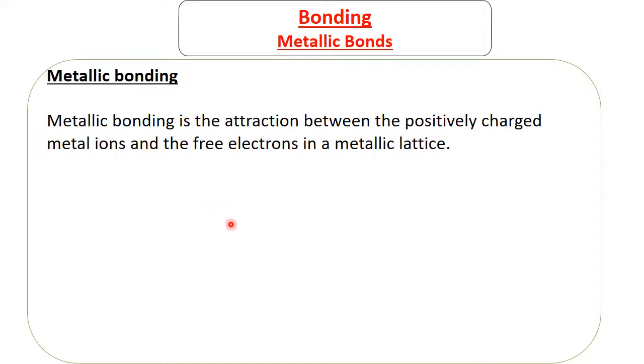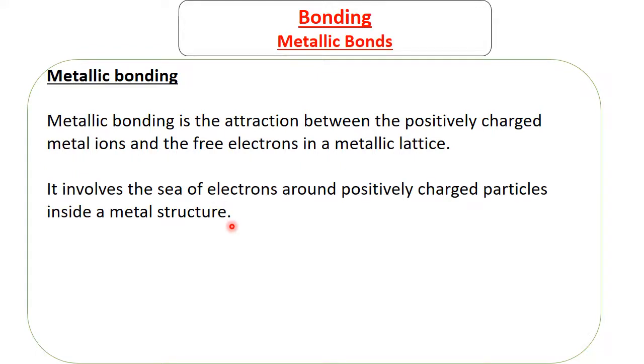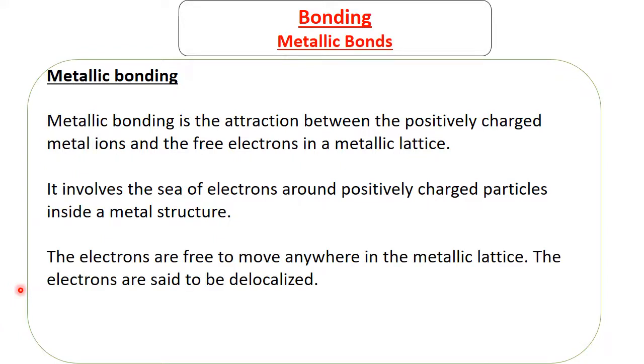So let me just demonstrate that further. But before I do that, here are some points to keep in mind. It involves a sea of electrons around positively charged particles inside the metal structure. A sea of electrons means a body of electrons, or a lot of electrons, surrounding positively charged particles, or the nucleus. So they are all trapped in a metal structure. The electrons are free to move anywhere in the metal lattice. The electrons are said to be delocalized.